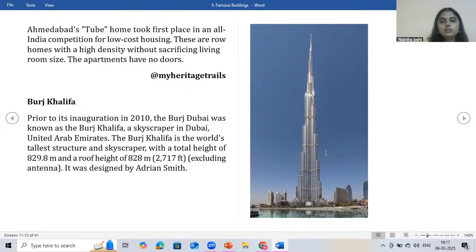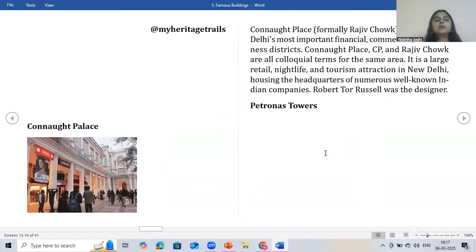Next famous place is Connaught Place. Connaught Place is a large area which was formerly known as Rajiv Chowk, present in New Delhi. It is a British era marketplace, you can say marketplace or commercial district, that was designed keeping in mind another similar kind of commercial district in London. So it was a replica of the original design from a place in London.